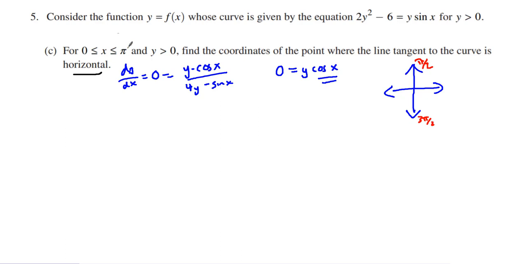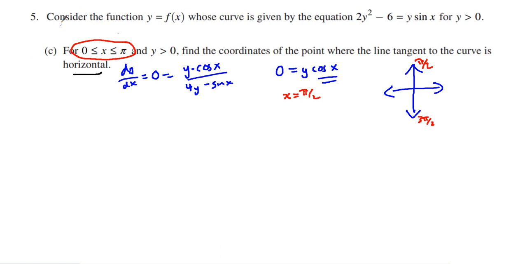And so take a look at our limitations, though. Our limitations are we're going from 0 to pi, so we're in the first two quadrants, which means x has to be pi over 2, not the 3 pi over 2. So now, how do we find out what the y value is going to be?